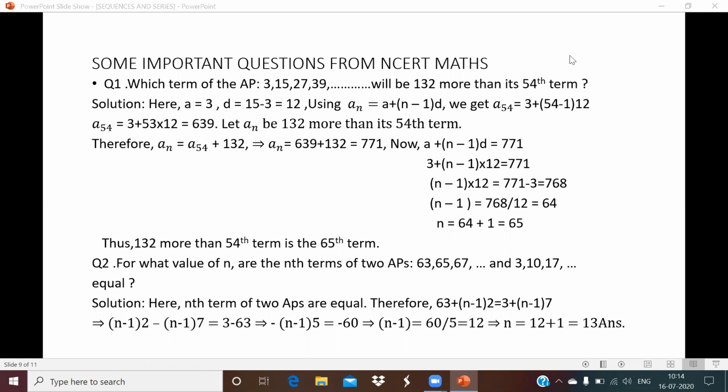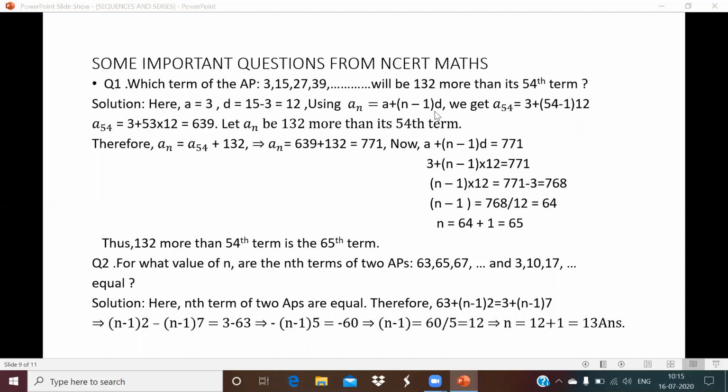Now, question number 1, you can see which term of the AP 3, 15, 27, 39, will be 132 more than its 54th term. Here the AP is given to you, that's why the first term a is 3 and d we can find out, that is second term minus first term or third term minus second term, and this is 12. And the formula of an, which is the nth term, is a plus n minus 1 into d.